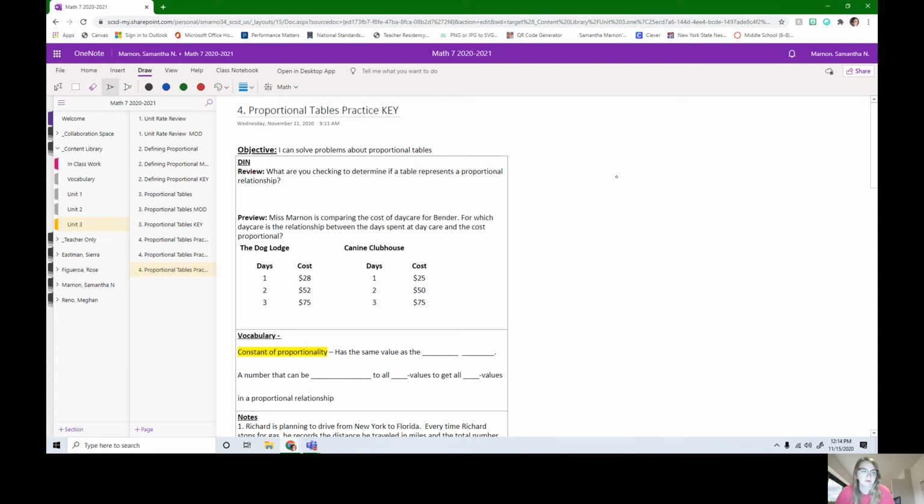So in the last lesson you looked at checking tables to see if they're proportional. So in this lesson we're just going to practice that and some other problems with proportional tables. So our objective today is: I can solve problems about proportional tables.